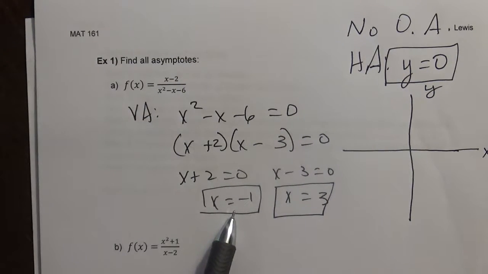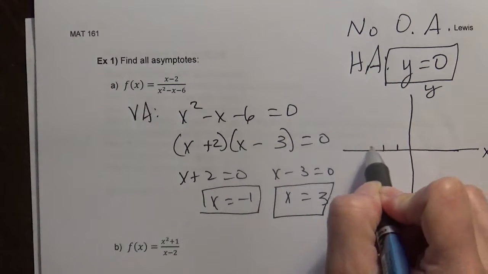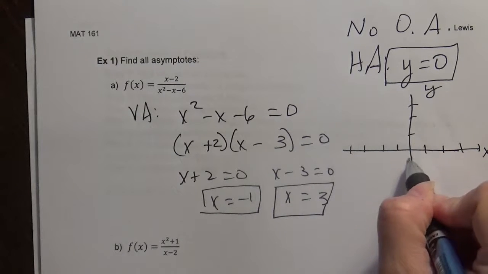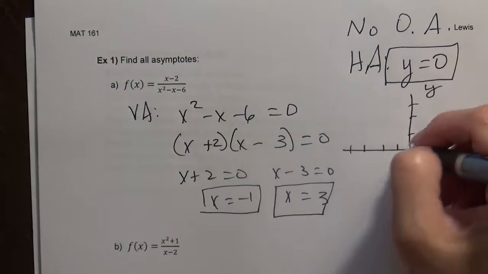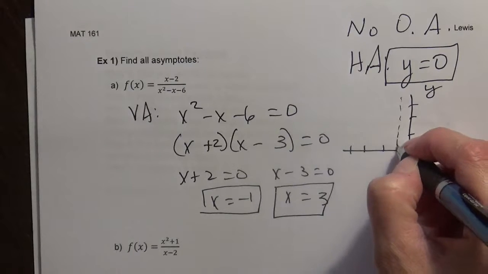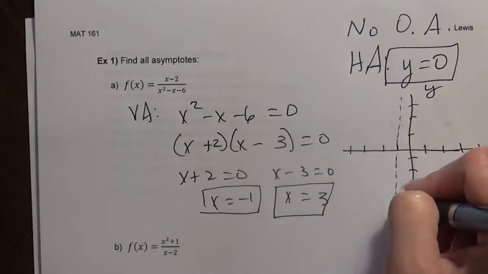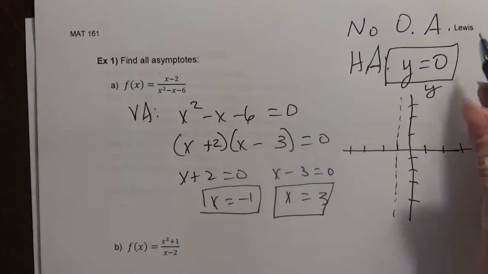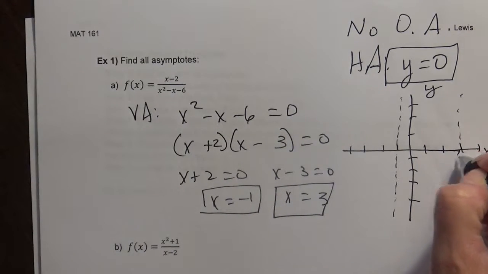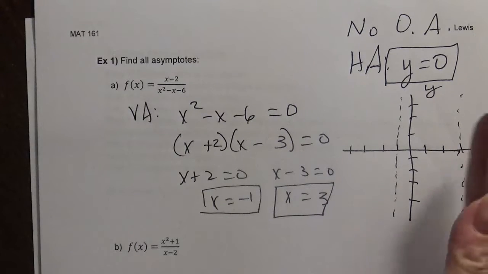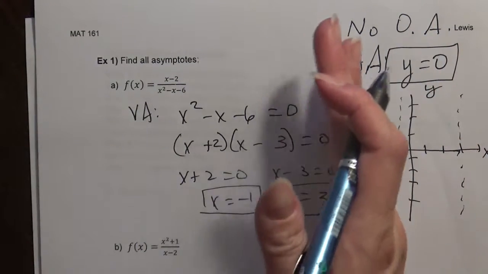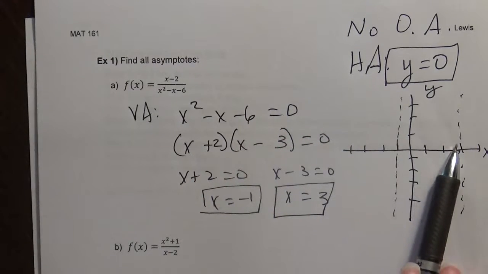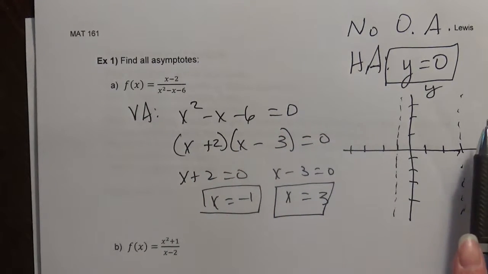We've got a vertical asymptote at x equals -1. So here's -1. I'll draw a vertical dotted line through this. So that's the boundary that my graph cannot touch or cross. I have another vertical asymptote at x equals 3. So this divides the graph up for me into 3 sections. I've got something going on back here.